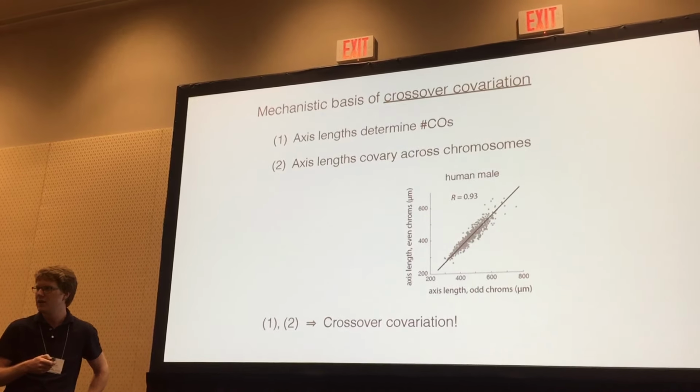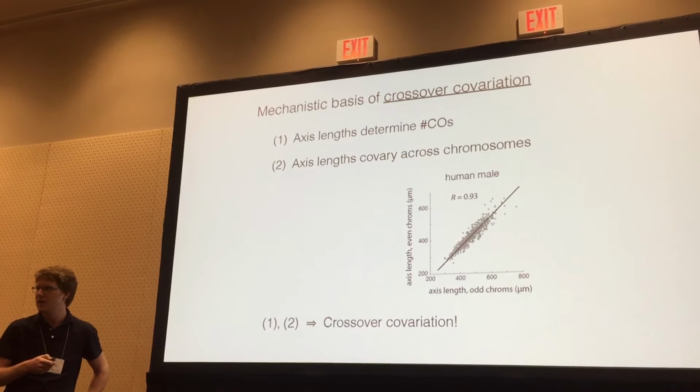So returning to this question that I started with, why does evolution tolerate this very wide spread in the total number of crossovers per meiotic cell? Or now that we know that crossover covariation is driving most of that variance, why is the level of crossover covariation maintained by evolution?